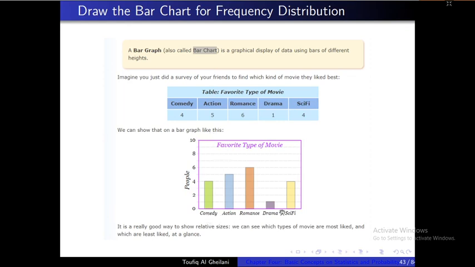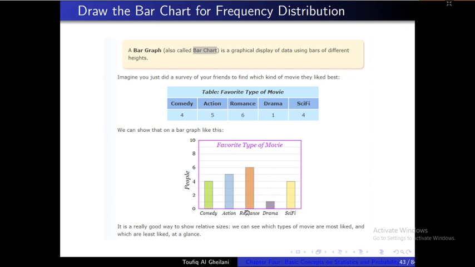So comedy we put on the horizontal, and the vertical is the frequency: 0, 2, 4, 6, 8, 10. So comedy, how many people? 4, sorry. Action, how many? 5. So we make a rectangle whose height is 5. Romance 6. We make a bar like this one, 6, and so on.